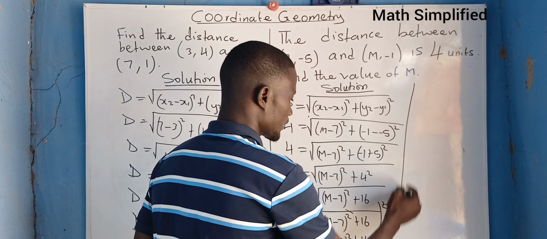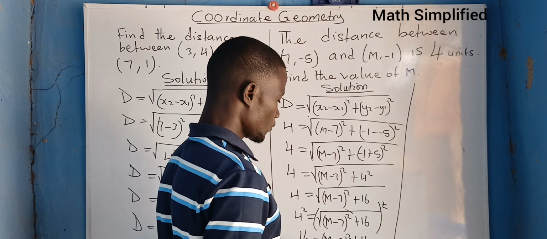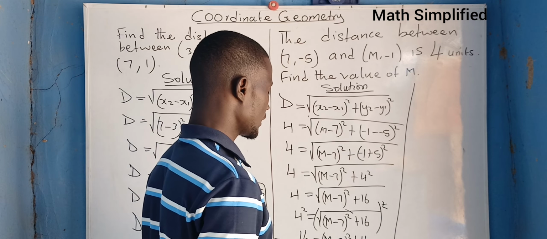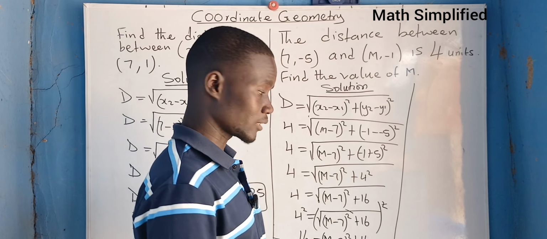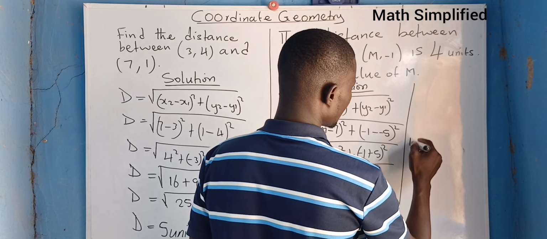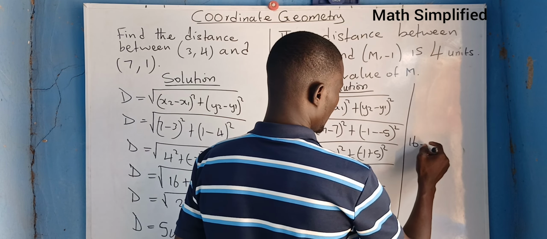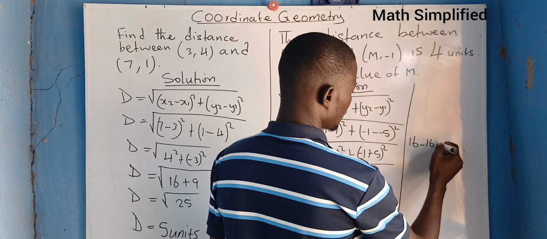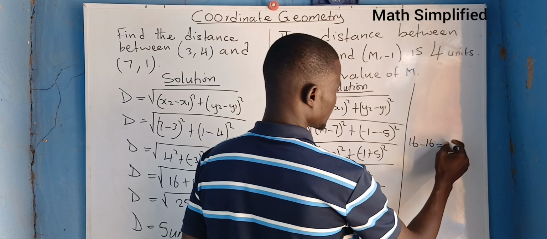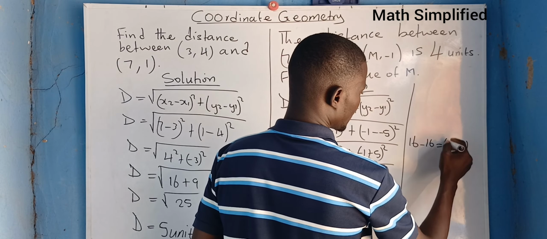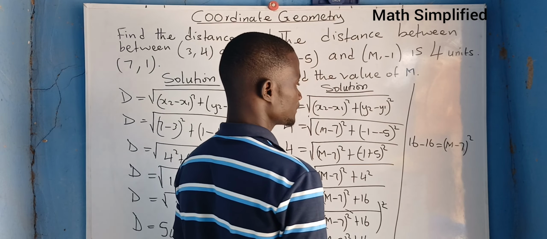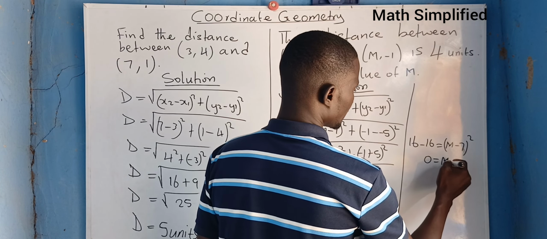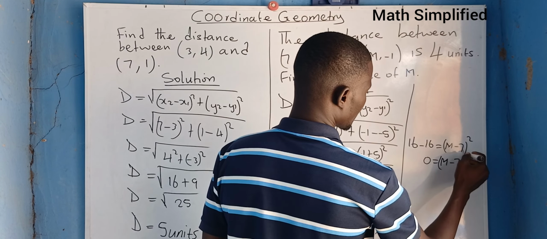Let's bring it here. 16 is here, 16 is here. We are going to group like terms. We'll bring this 16 here and leave m minus 7 squared on one side. So I have 16 minus this 16, because it is positive here, it becomes minus 16, equal to m minus 7 squared. Now, this and this will give us 0. So I have 0 equal to m minus 7 squared.